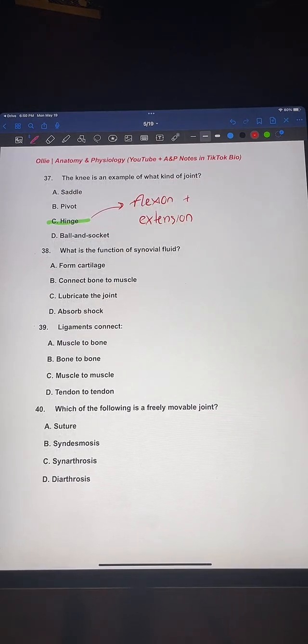38. What is the function of synovial fluid?